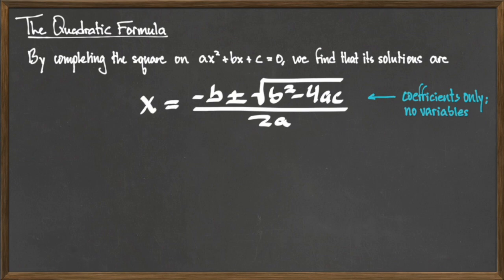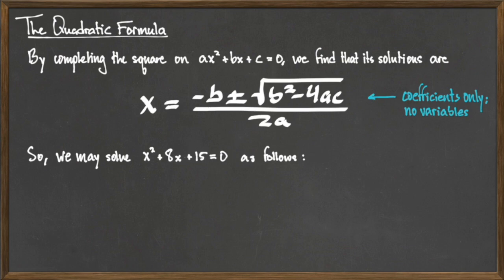But again, all we're doing is just completing the square on the general quadratic ax squared plus bx plus c equals 0. But with this formula, we can simply plug in the coefficients of a polynomial equation written in standard form and find its solutions. Let's solve the equation x squared plus 8x plus 15 equals 0.